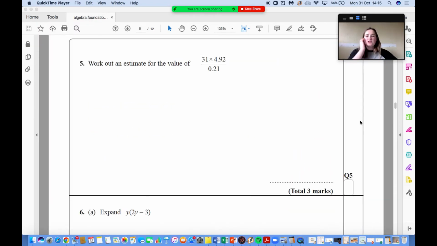Okay, so this next question is asking for an estimation. So a lot of people try and work out these types of questions as they look. So try and do 31 times 4.92 divided by 0.21. So instead, what they want you to do is estimate. So just be very careful that you pay attention to the question. So in this case, what you need to do is round them to one significant figure, or it's probably best to think about it as like, I'd say the nearest whole number, but it's not really the nearest whole number. You'll see what I mean in a second.